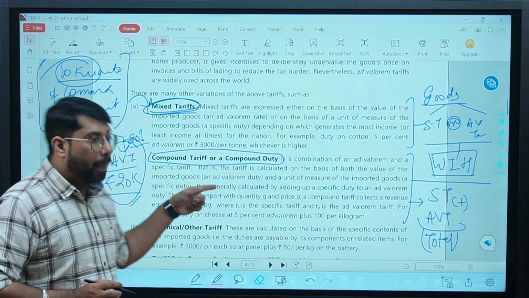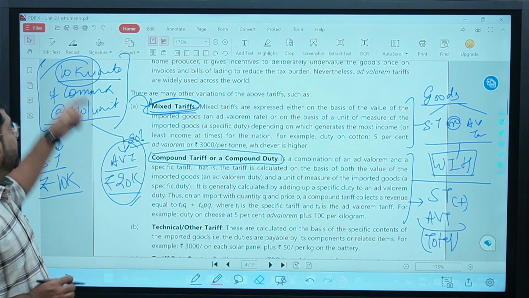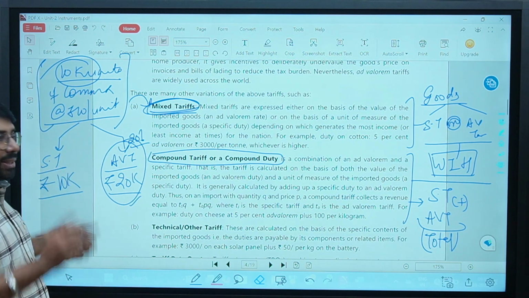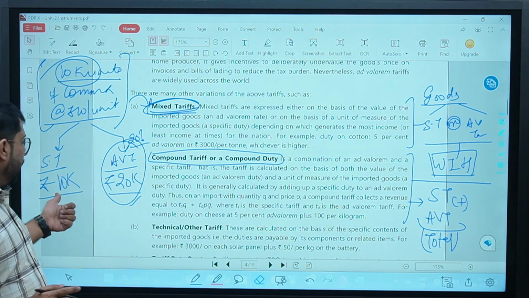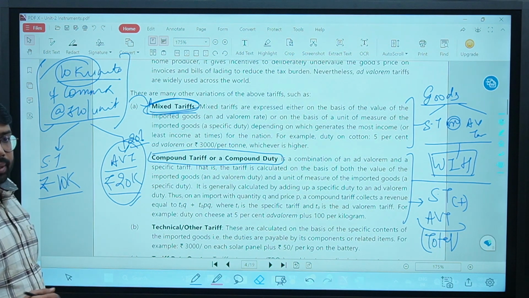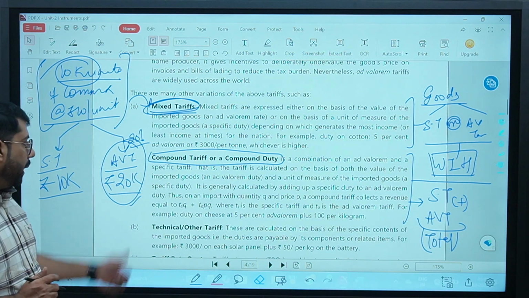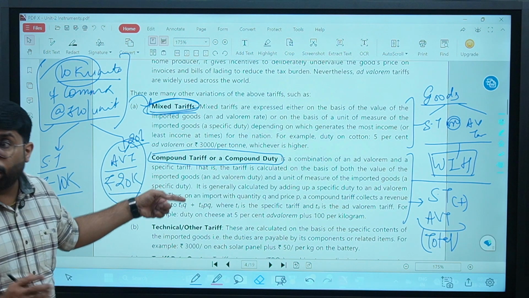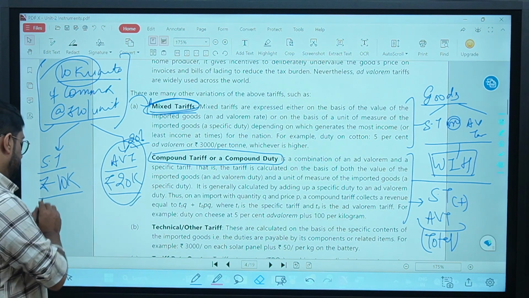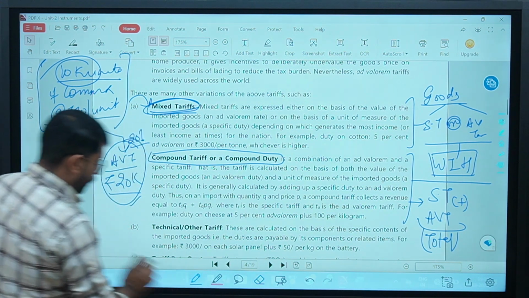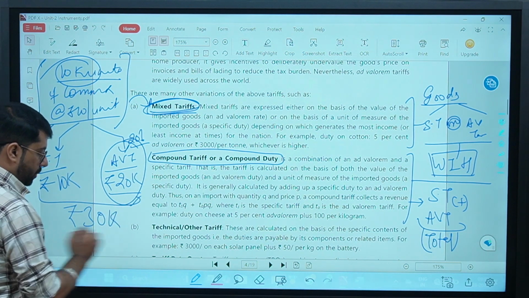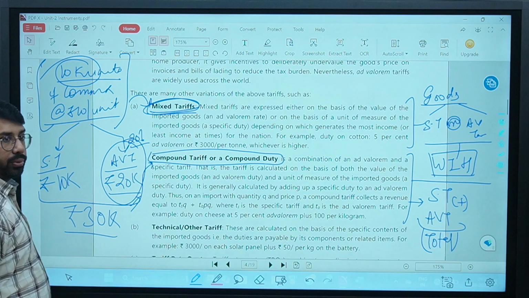So if it is a compound tariff, how will it work? 10,000 units of commodity X at 10 rupees per unit. Specific tax 1 rupee per unit, 10,000 rupees. Ad valorem tax 20% of total value, that is 20,000 rupees. So if it is a compound tariff, what is the total amount of tariff you have to pay here? 30,000. The total amount of tariff here will be 30,000. This will be compound tariff.